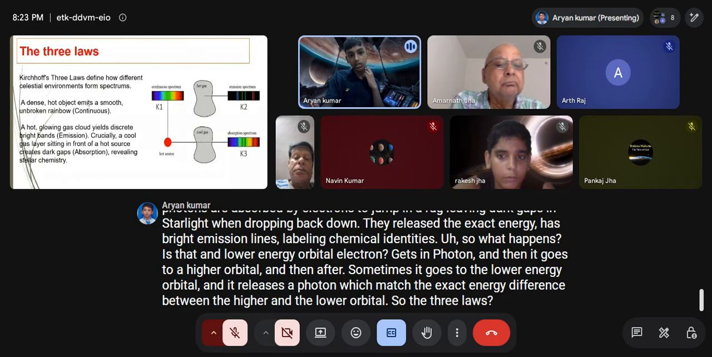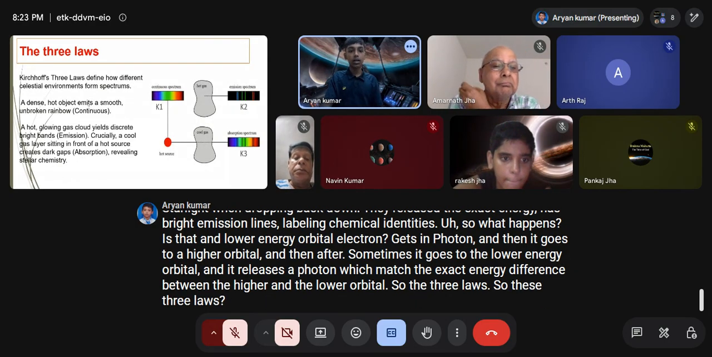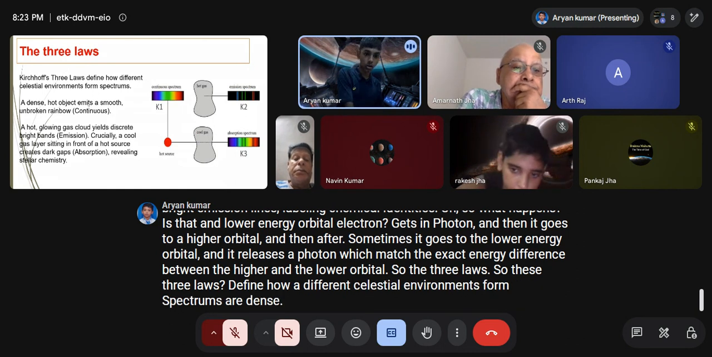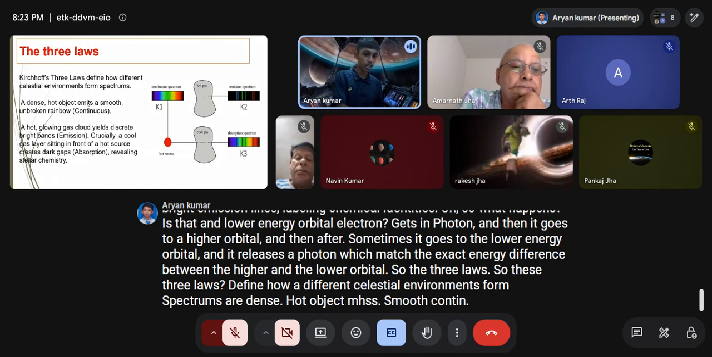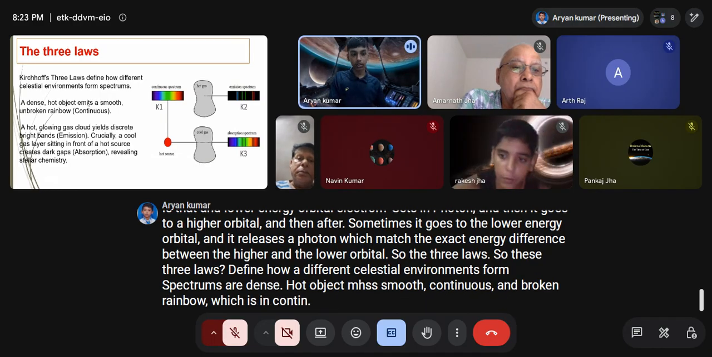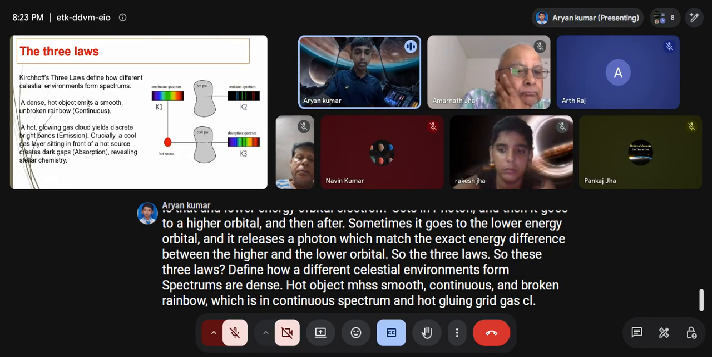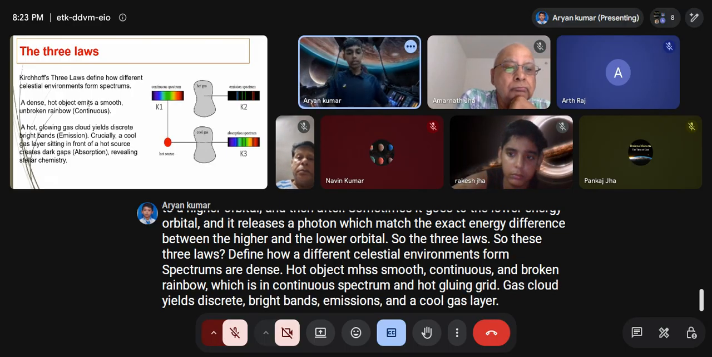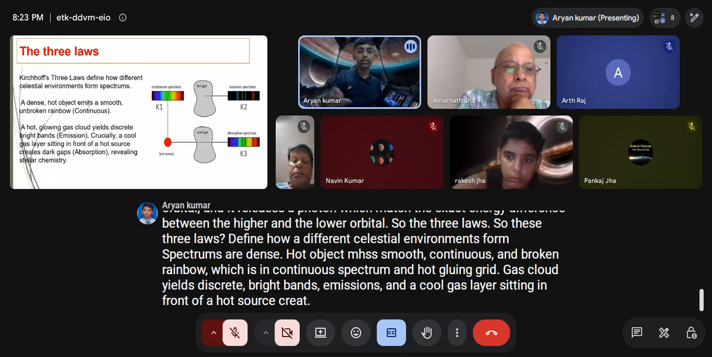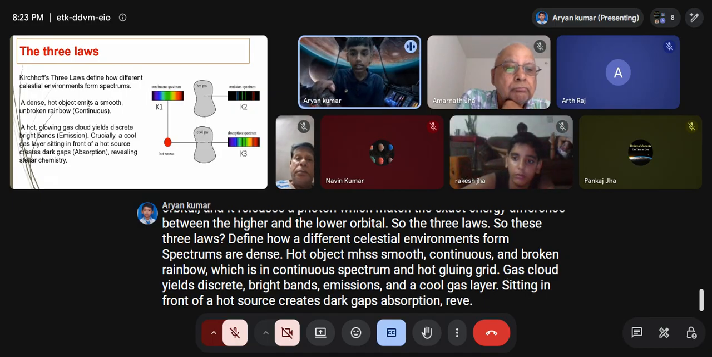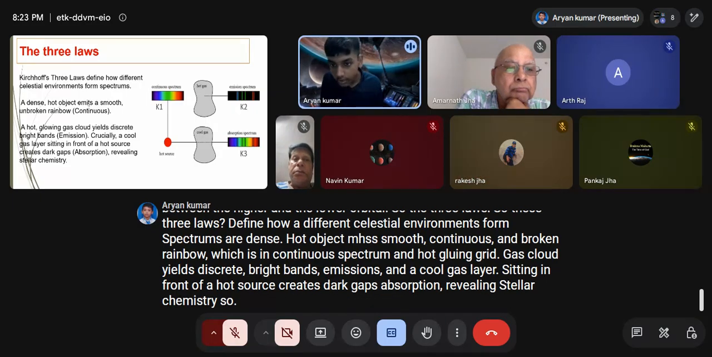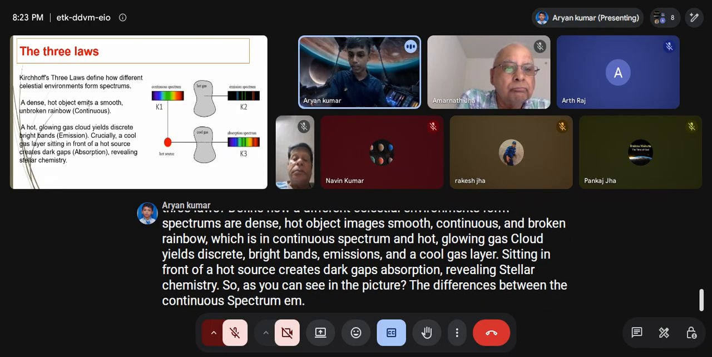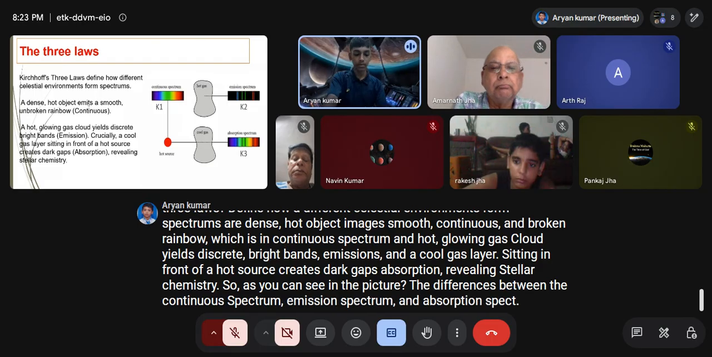So these three laws define how different celestial environments form spectrums. A dense hot object emits a smooth, continuous, unbroken rainbow, which is a continuous spectrum. A hot glowing gas cloud yields discrete bright bands, emission. And a cool gas layer sitting in front of a hot source creates dark gaps, absorption, revealing stellar chemistry. As you can see in the picture, the differences between the continuous spectrum, emission spectrum, and absorption spectrum are shown.